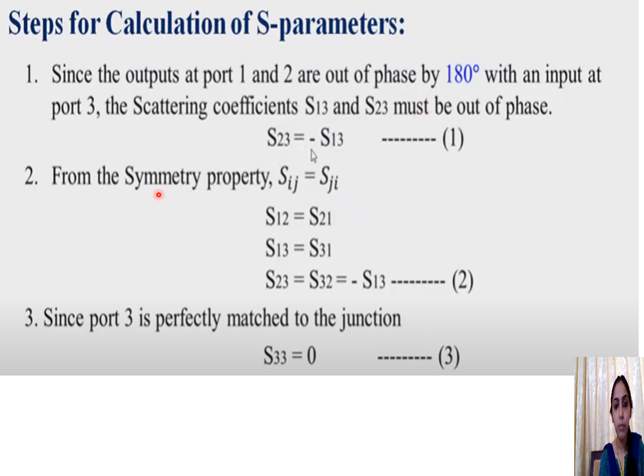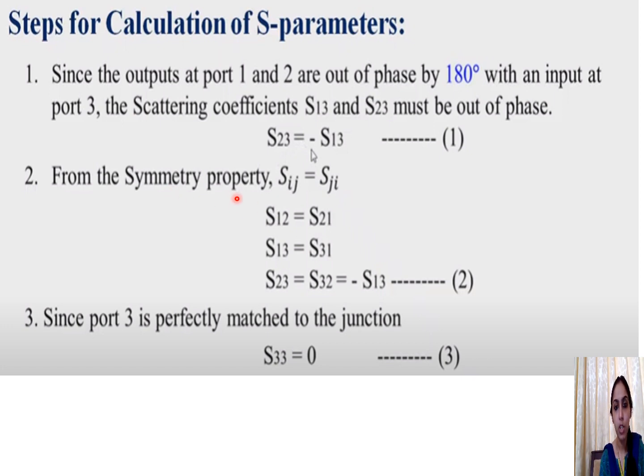Then, from the symmetry property of the S matrix, Sij will be equal to Sji. Initially we have seen some properties of the S matrix, so using those properties and the properties of the E-plane T, we are formulating the S matrix.